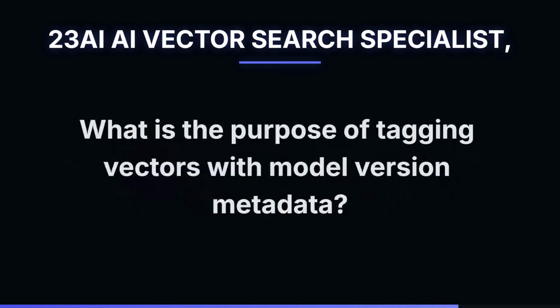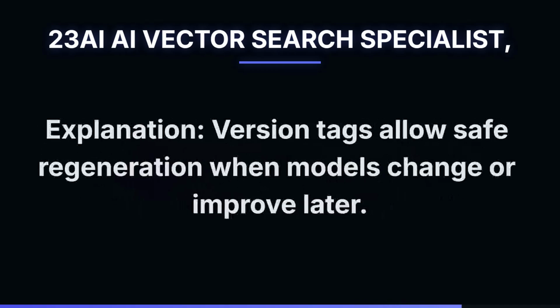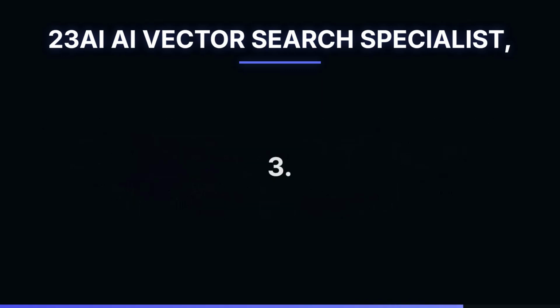2. What is the purpose of tagging vectors with model version metadata? It helps track which model generated the vector, supporting audits and future updates. Version tags allow safe regeneration when models change or improve later.